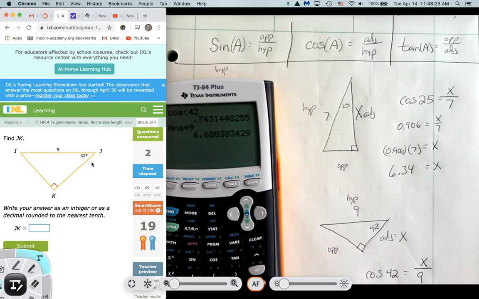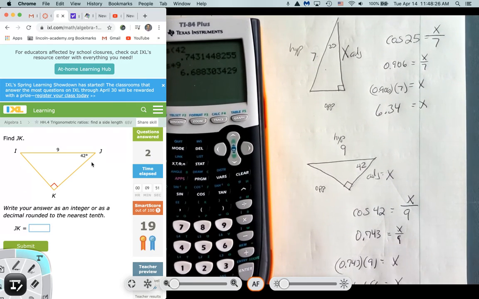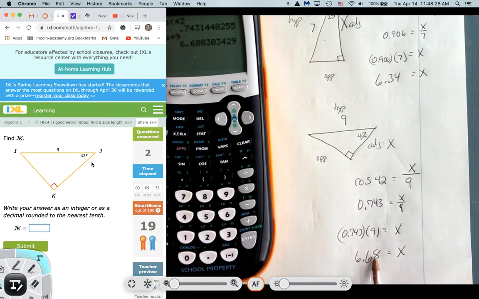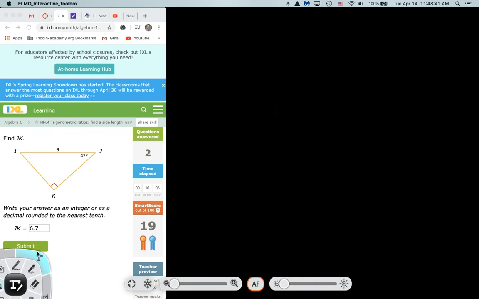Round to the, whoops, you can't see that. Let me go up. There we go. Now you can see that. Going to round this value to the nearest tenth. The nearest tenth would be 6.7. So I come over here and type 6.7 and hit submit.